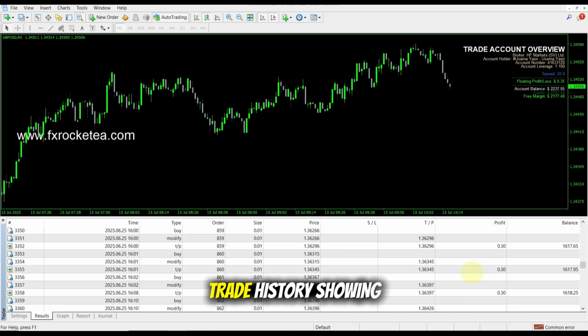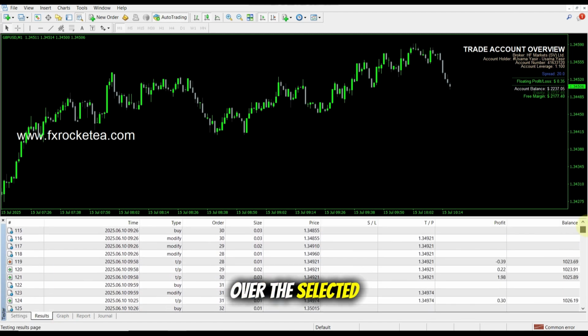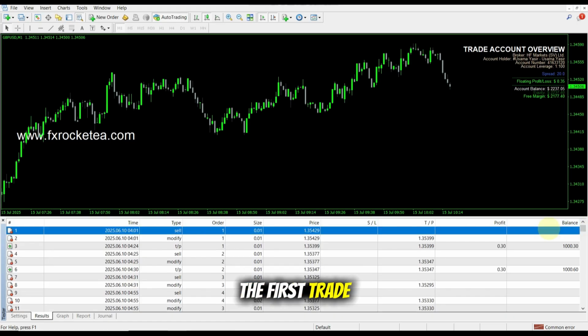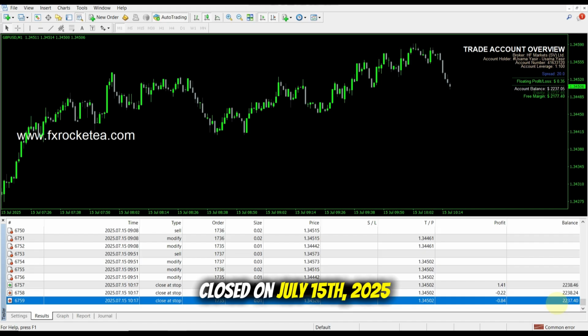Here's the detailed trade history, showing each position the EA executed over the selected period. The first trade opened on the 6th of October 2025, marking the beginning of the EA's performance cycle. The last trade closed on the 15th of July 2025, successfully completing the backtest period.